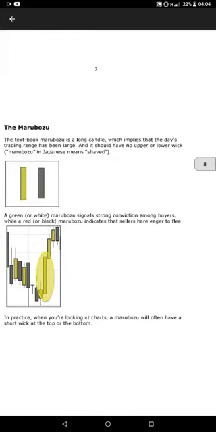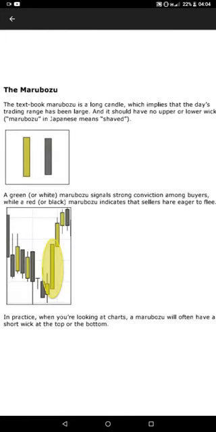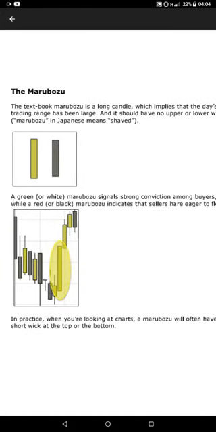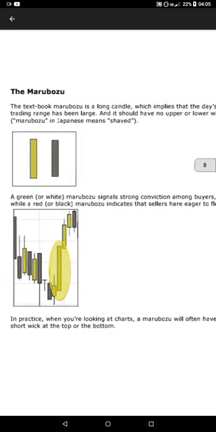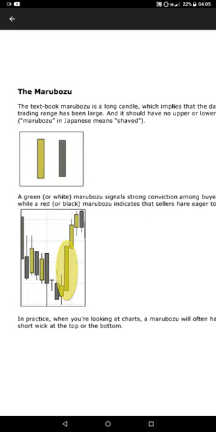Let's proceed. Then we have the marubozu. Yeah, whatever it is, guys. I'm not good at spelling, so you will forgive me. The textbook marubozu is a long candle, which implies that the day's trading range has been large and it has no upper or lower wick. Marubozu in Japanese means shaved.